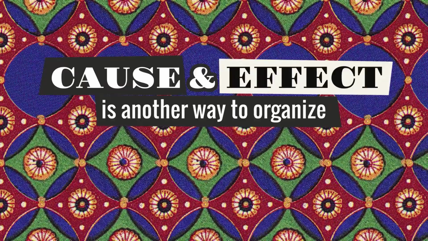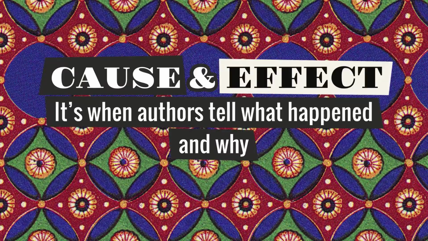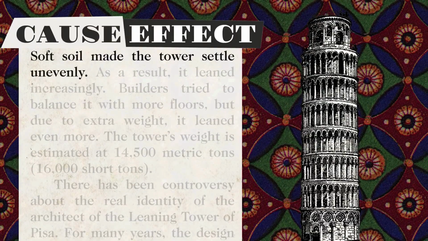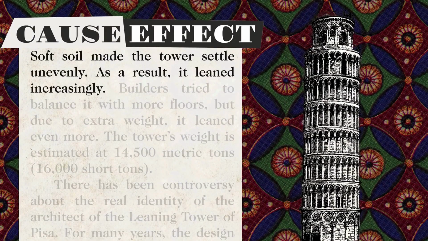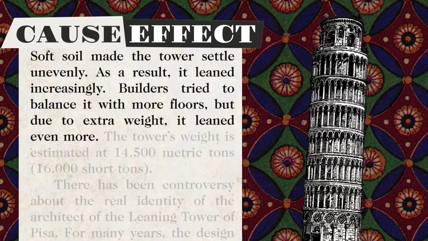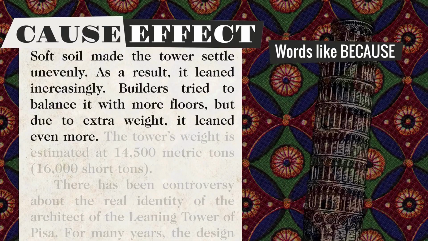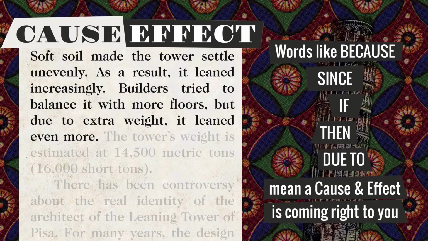Cause and effect is another way to organize. It's when authors tell what happened and why. Soft soil made the tower settle unevenly. As a result, it leaned increasingly. Builders tried to balance it with more floors, but due to extra weight, it leans even more. Words like because, since, if, then, due to mean the cause and effect is coming right to you.